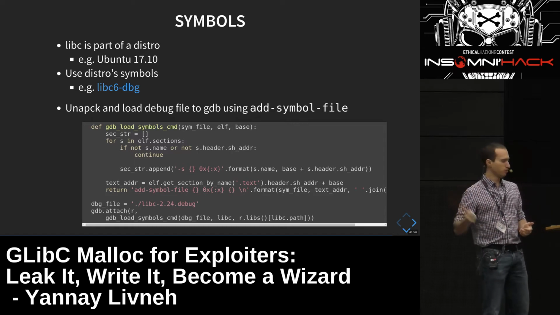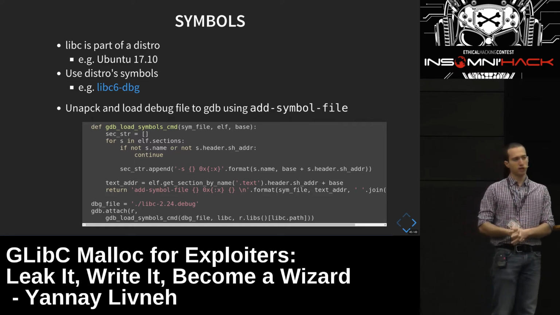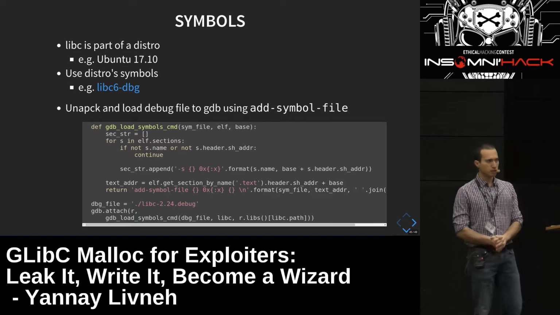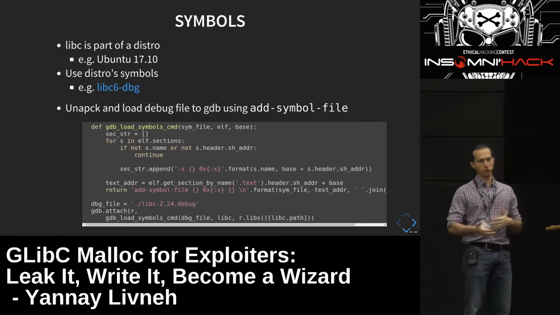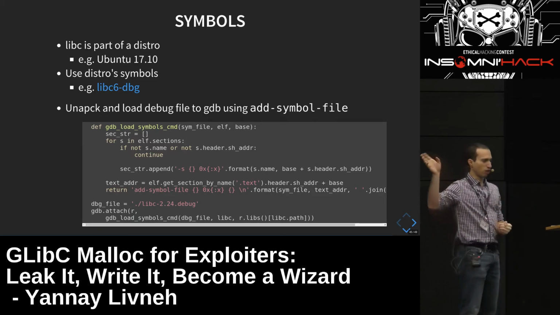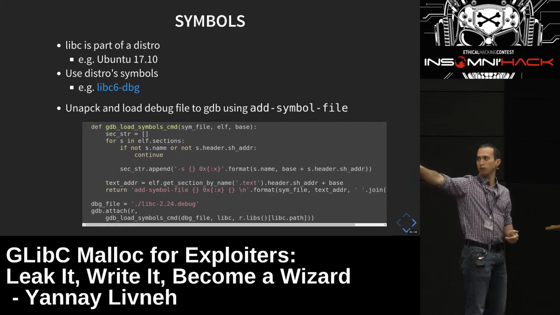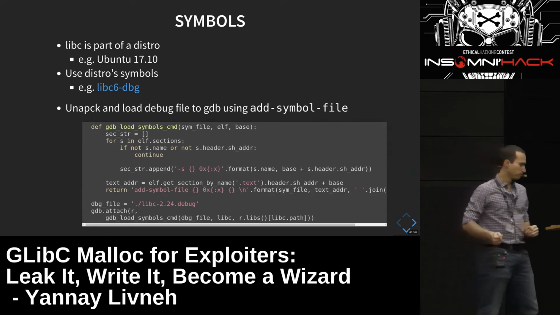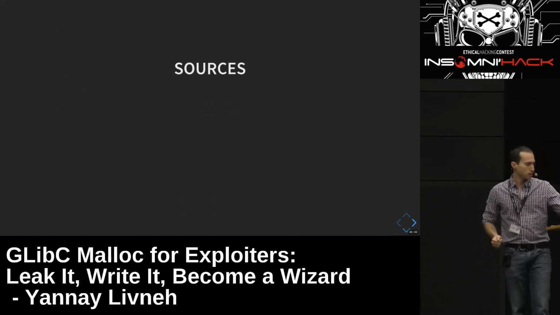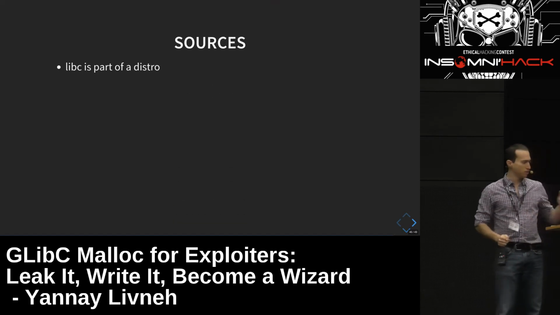There is an add-symbol-file command. However, there is an annoying bug in this command. So this is my code to explicitly tell GDB for every section where the symbols are. You can just copy this code, and you see in the last line, I'm attaching to the debugger and giving it the command to load the symbol file. And sources is very similar.